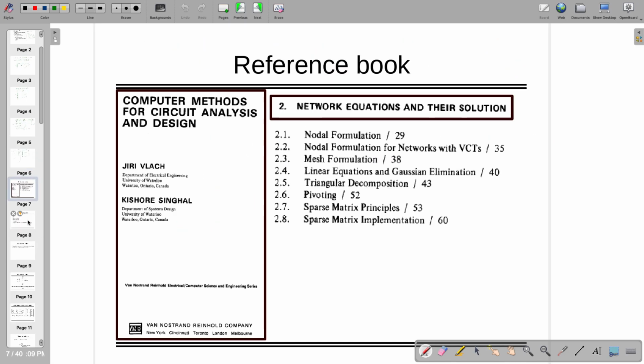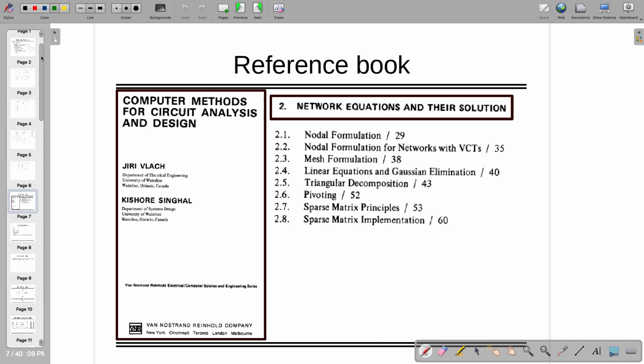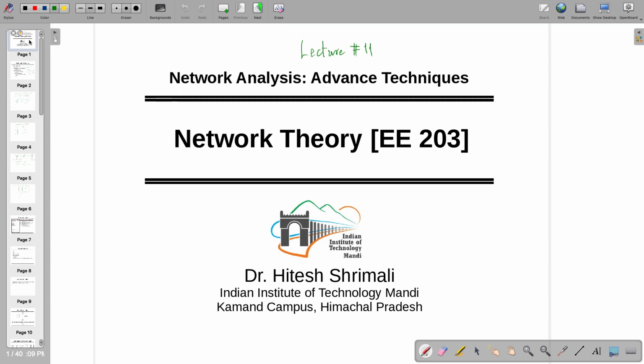Okay, so now there is a next topic, which is the most important part. And what I learned from your previous batches of BTech is that, look, network analysis, all the fundamental analysis, nodal analysis, you know about mesh analysis, other things are also known to you, right? You know how to solve those circuits, but I'm going to introduce some of the advanced techniques. This will be useful for solving some of the complicated things.